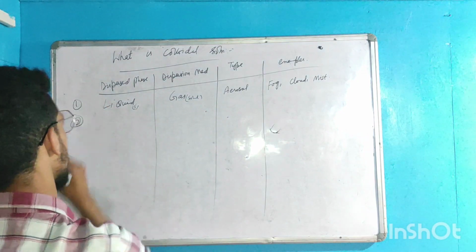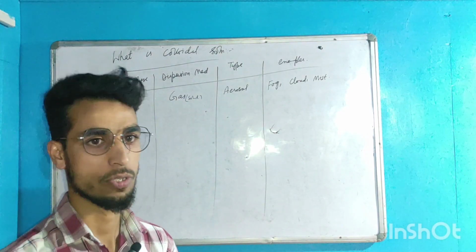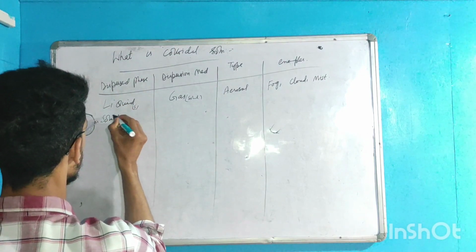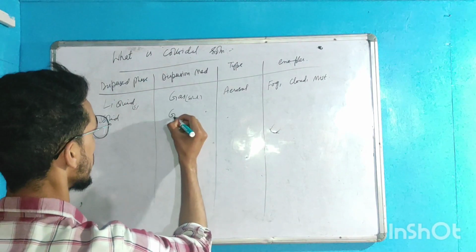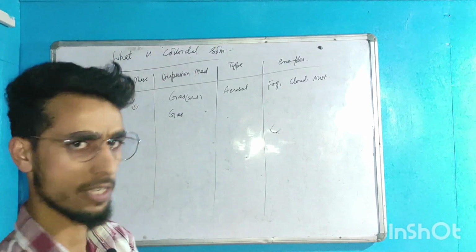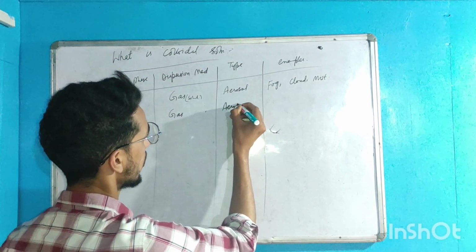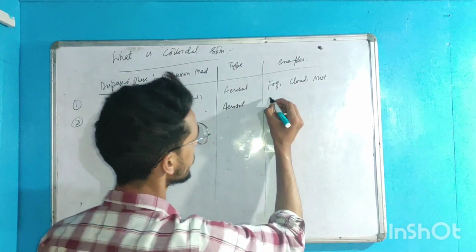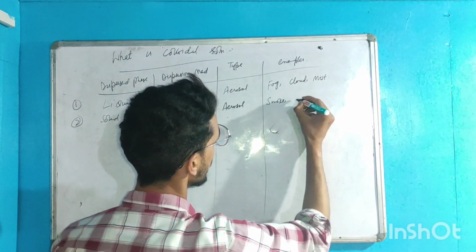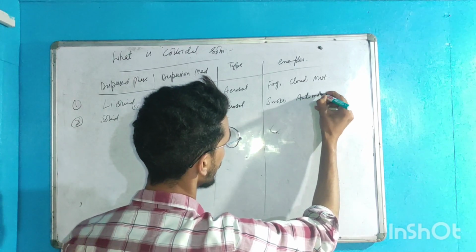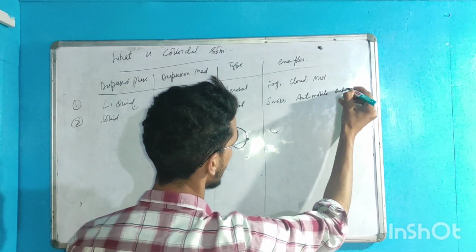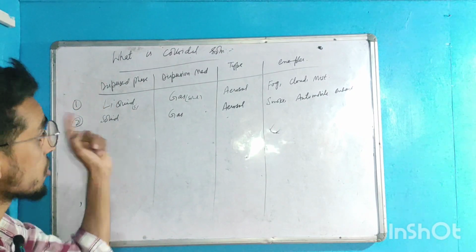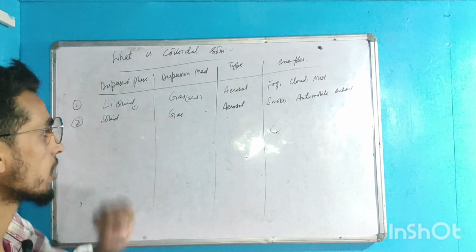Now the second example: once we have used a liquid in gas, now we'll use solid in gas. Solid will be the dispersed phase, gas will be the dispersion medium. Again, it's a type of aerosol. Its famous examples are smoke and automobile exhaust, in which the dispersed phase is solid, dispersed in the gas.